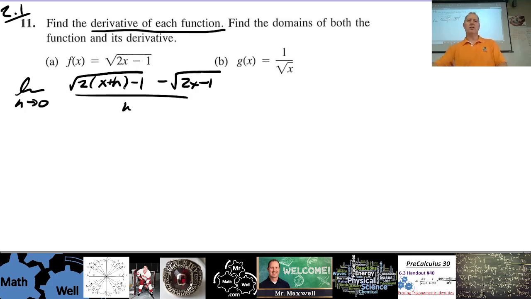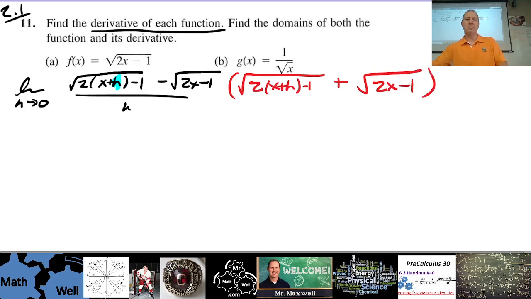And so the issue that we have here is we have this h underneath the radical, and I want to try and get that out, right? And so we need to rationalize the numerator. We need to get this h out of there, so we have to get rid of the root if we can. So we're going to try and turn this into a difference of squares. So we're going to multiply both top and bottom by root 2(x plus h) minus 1, and then plus root 2x minus 1. Okay, so top and bottom. I'm going to double that here, 2(x plus h) minus 1.